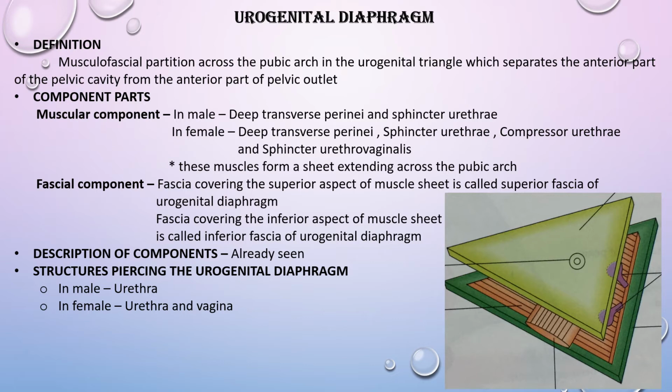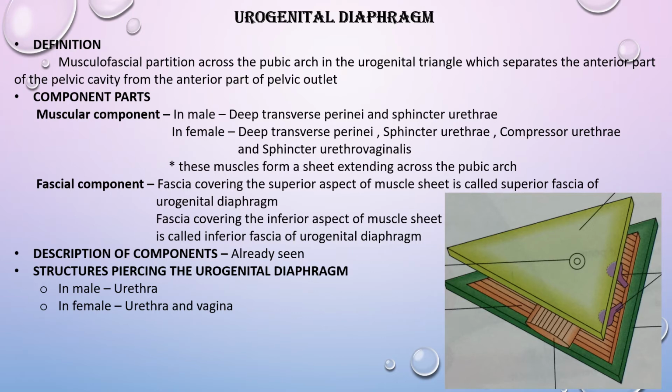In this diagram, you can appreciate the upper layer, that is the superior fascia of the urogenital diaphragm, shown in light green color. The inferior fascia of the urogenital diaphragm is shown in dark green color. In between these two fasciae lies the muscle sheath of the deep perineal pouch. The description of these components, both the muscular and the fascial components, we have already discussed in detail.